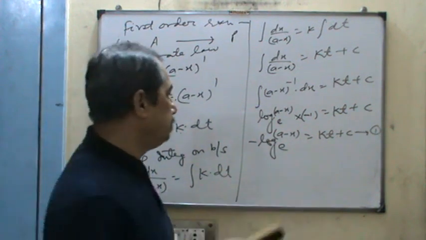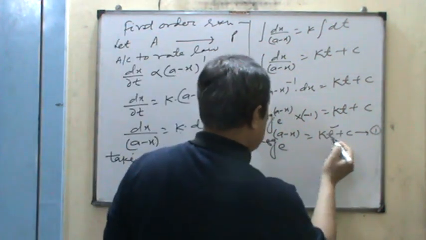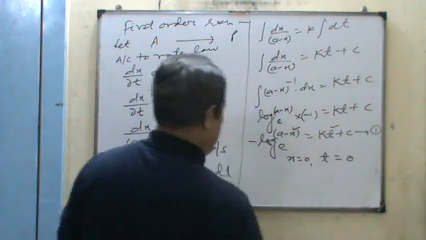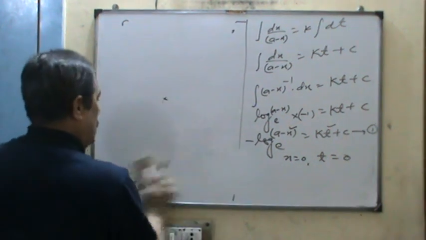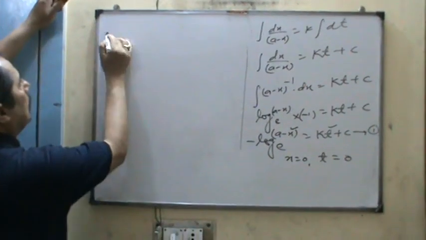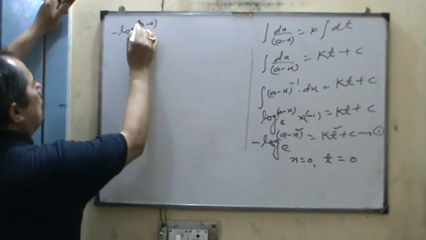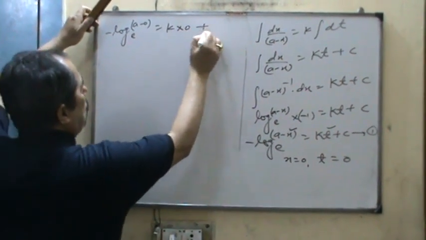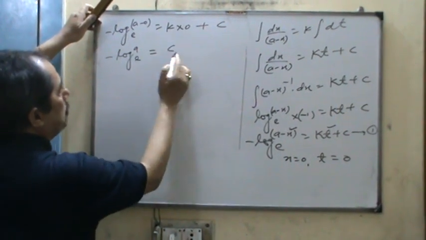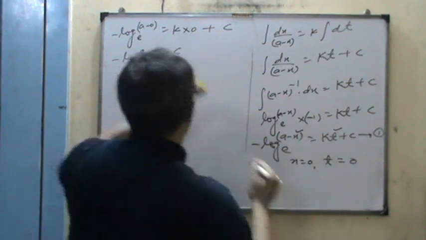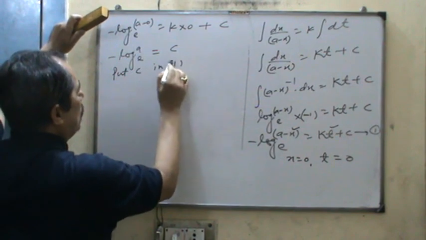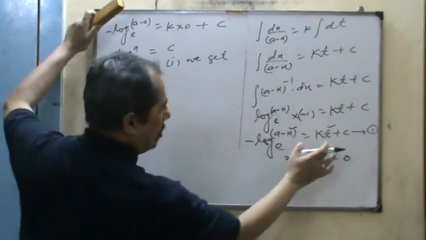My dear students, in the beginning time is 0, so x, the concentration reacted, is also 0. So x equal to 0, and time is equal to 0. Put these values and you get the right answer. So minus log A minus 0 to the base e equals k into 0 plus c, so minus log A to the base e equals c. Put c in equation 1.